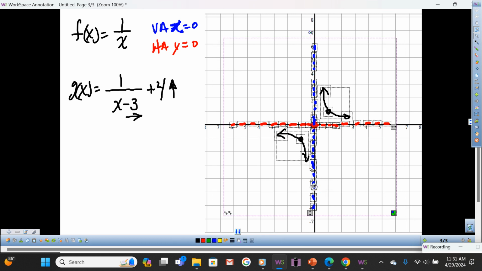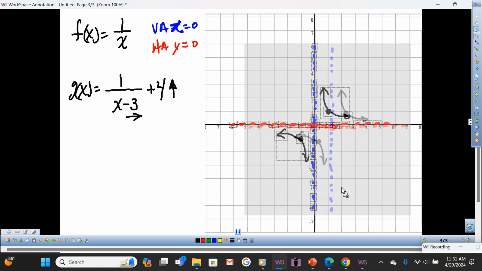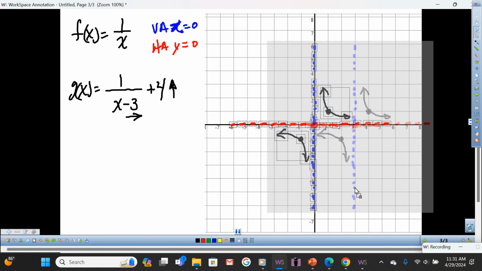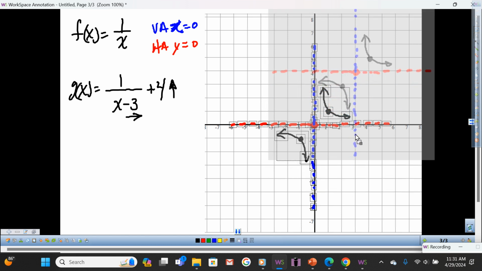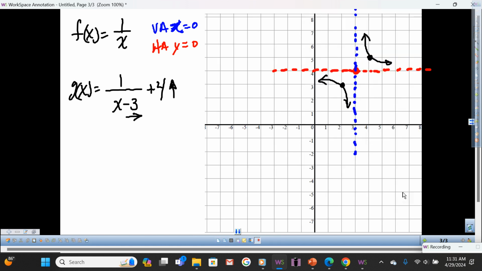3 to the right, 1, 2, 3, and 4 up. 1, 2, 3, 4. Do you see where it's going to end up? But what do you guys notice? Did I only move the little curves? No, I moved everything, including what? The asymptotes. Does that make sense? Therefore, it should end up being right there. So let me take this back, put it back where it belongs.